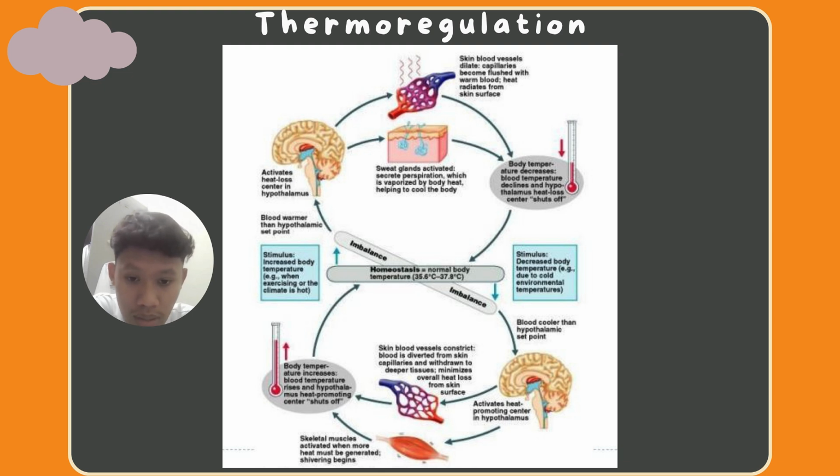Also, skin blood vessels constrict, and blood is diverted from the skin capillaries and withdrawn to deeper tissue, minimizing overall heat loss from the skin surface. Also, skeletal muscle activates, and when more heat must be generated, shivering begins. Lastly but not least, body temperature increases, blood temperature rises and the hypothalamus heat promoting center shuts off, and we return to normal body temperature again.